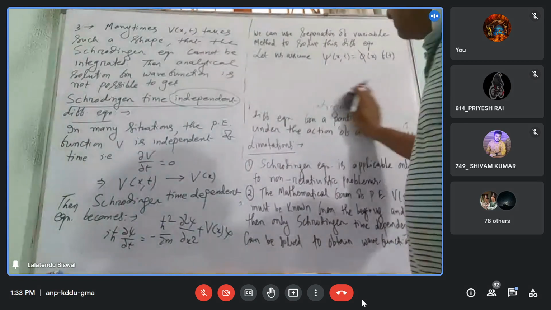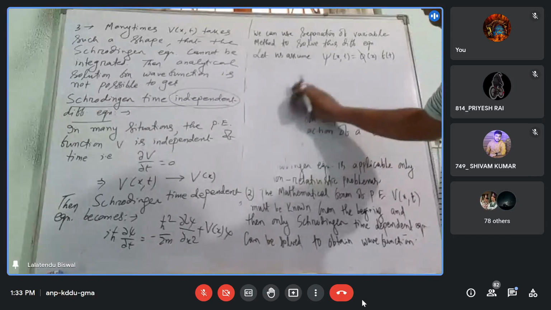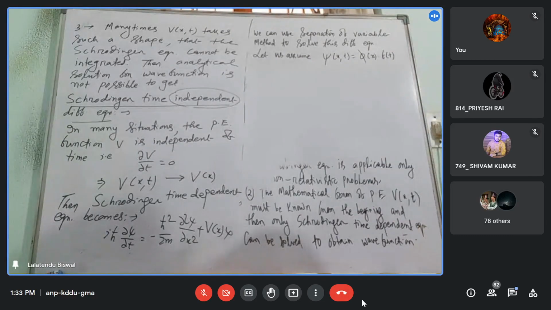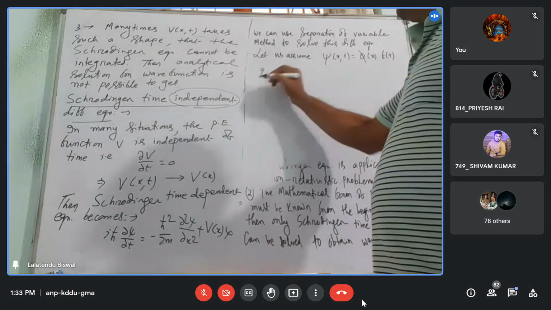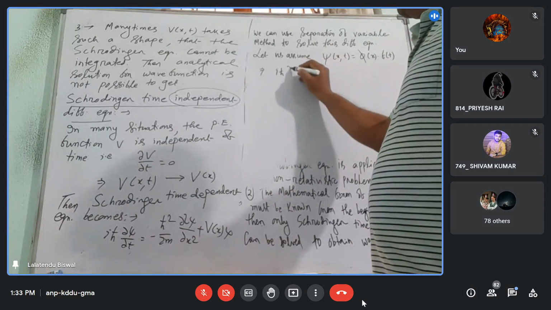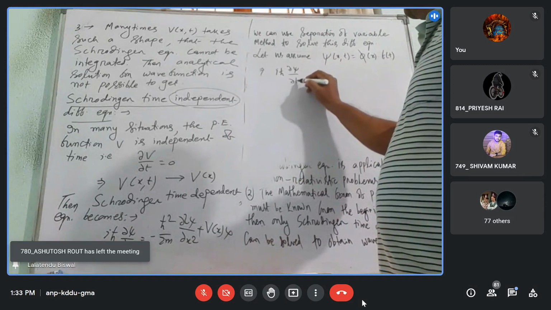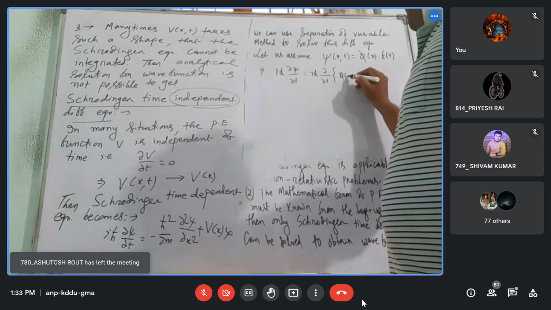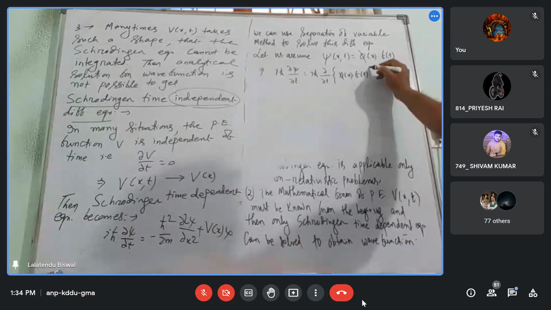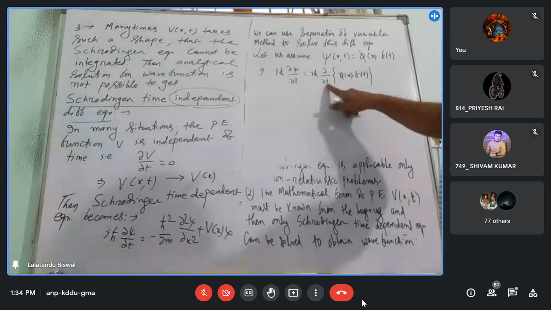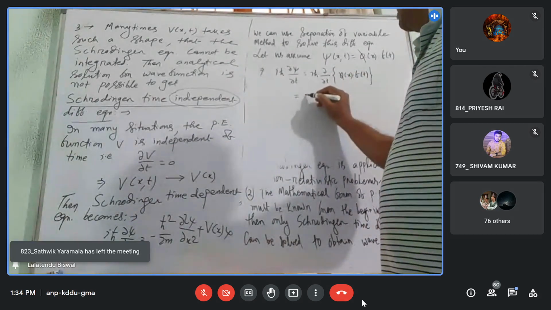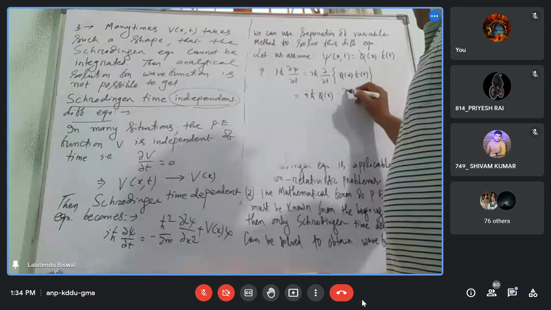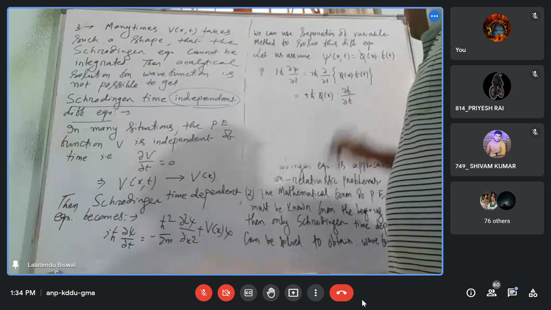Such type of assumptions is possible only when the coefficients are constants or a function of only one independent variable. This gives me i h cross del psi by del t, i h cross del by del t of phi(x) into F(t). Now phi(x) is independent of t, so that can be treated as a constant. So i h cross phi(x) into del F by del t.